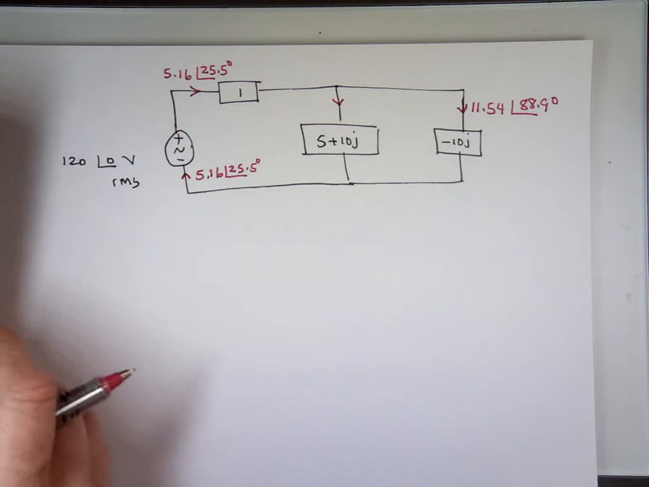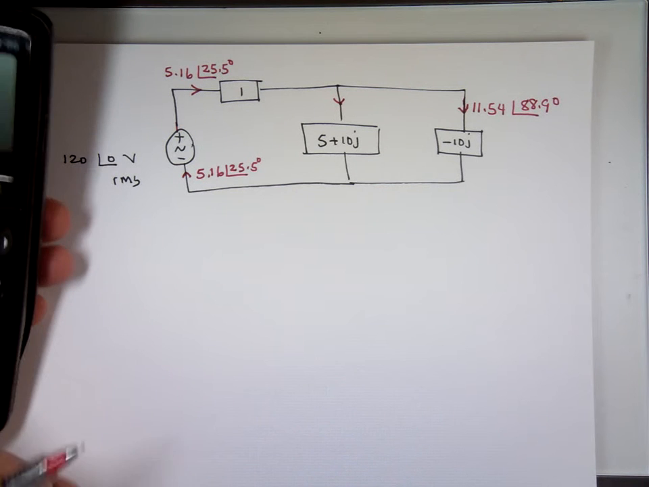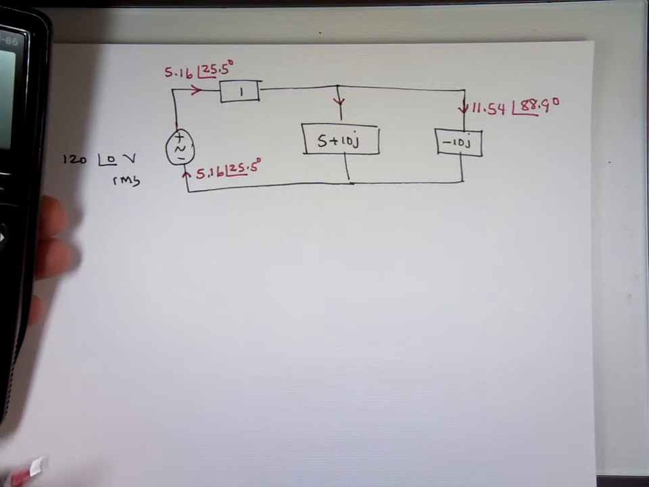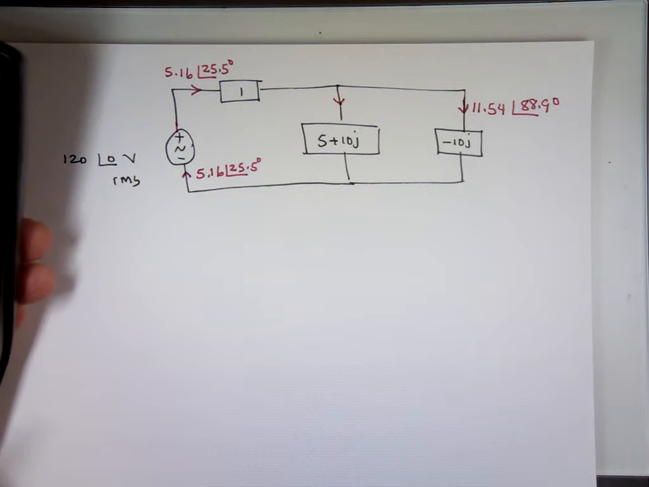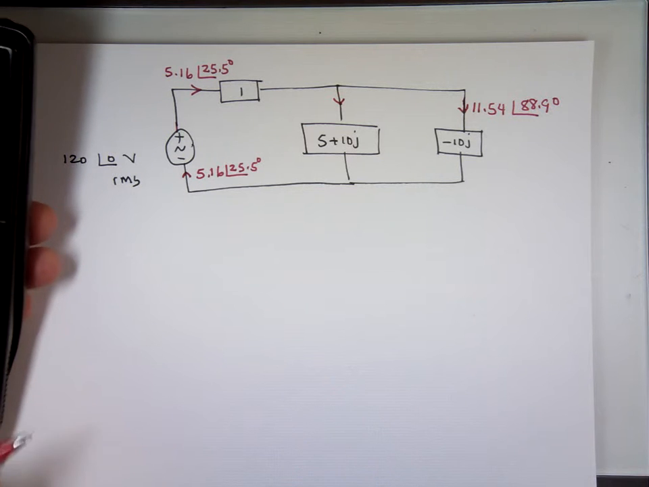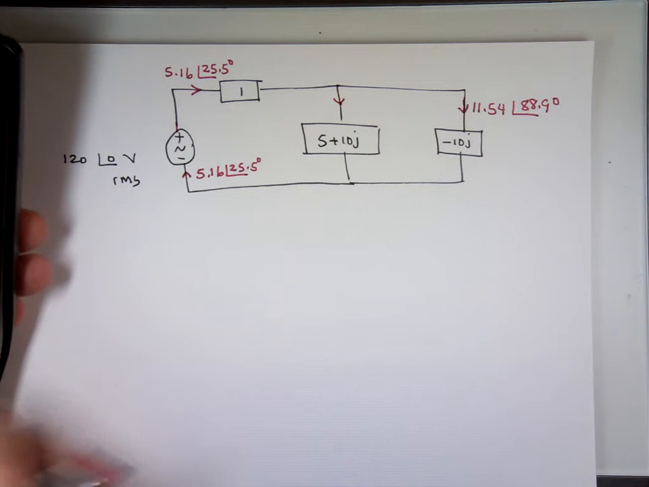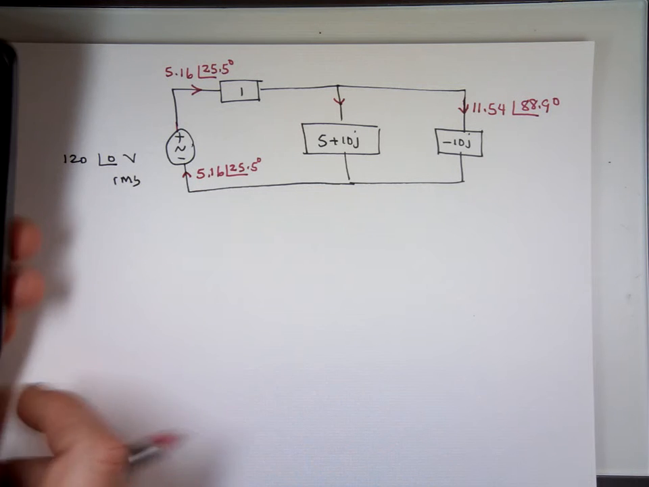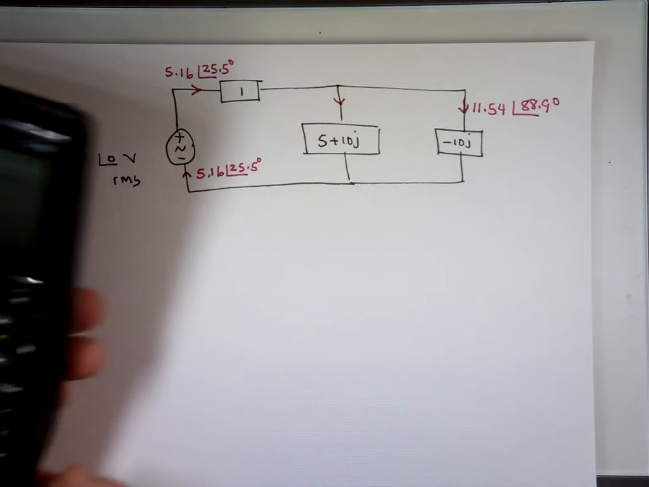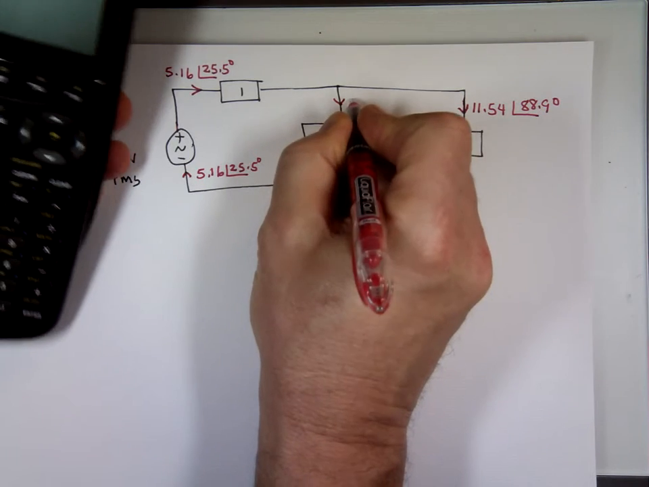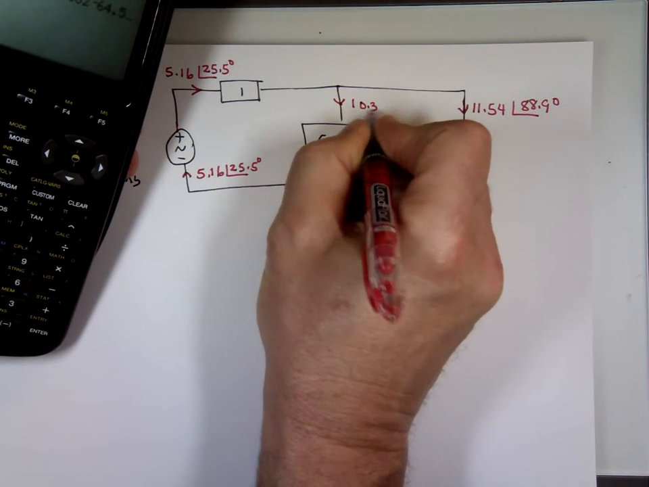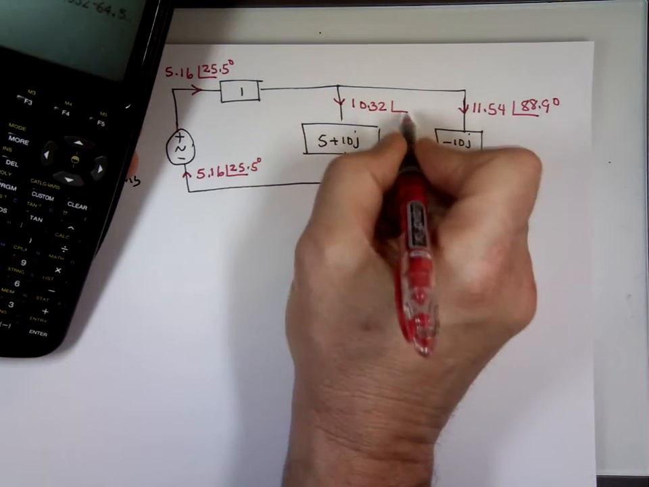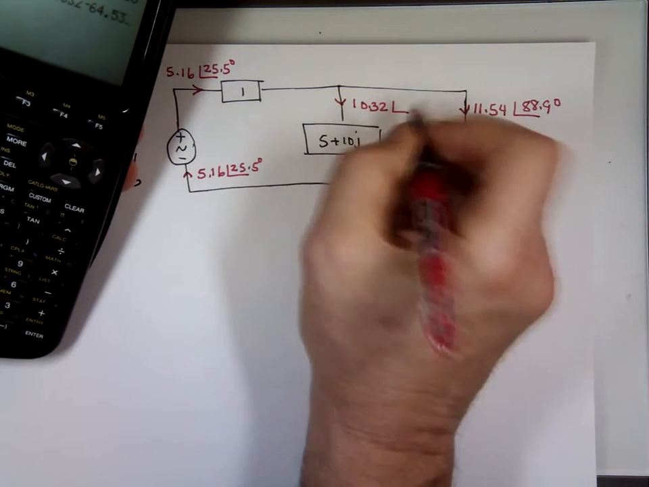So let me get out of this. 5.16 angle 25.5 minus 11.54 angle 88.9. And this current is what? Did you get 10.32 angle negative 64.5?